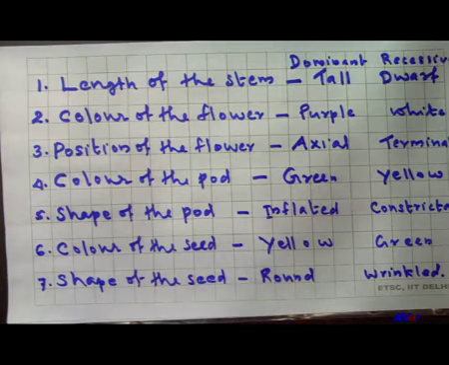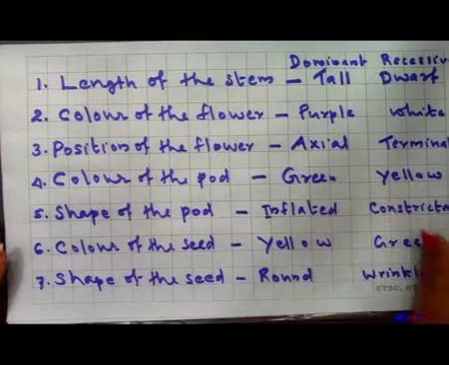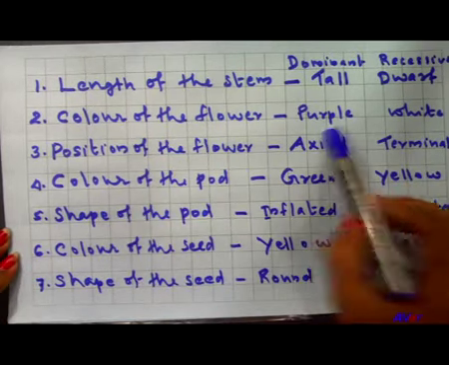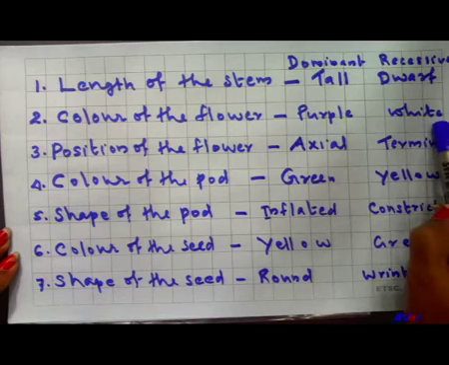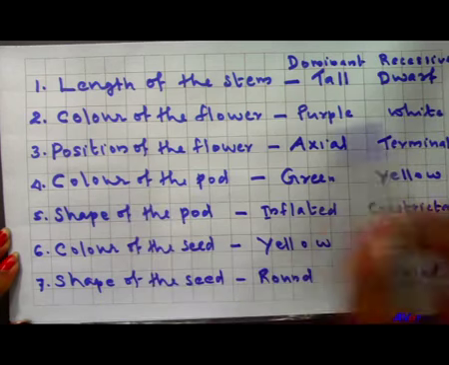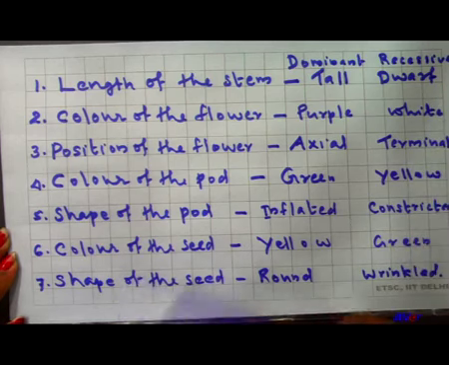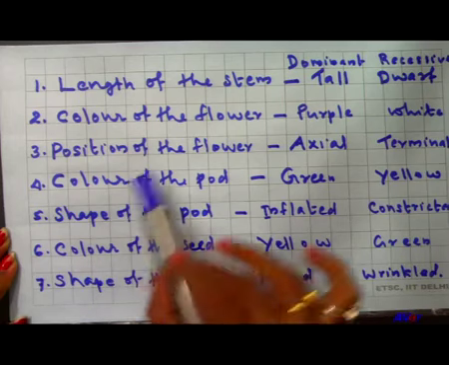Second character studied by Mendel is color of the flower. The different expressions are purple and white, the 2 extreme contrasting expressions, phenotypes. Here purple is dominant over white. In some genetics problems you can see red versus white. Then red is dominant over white.